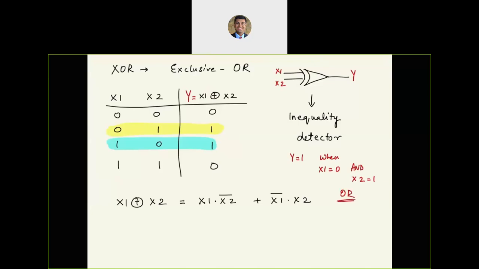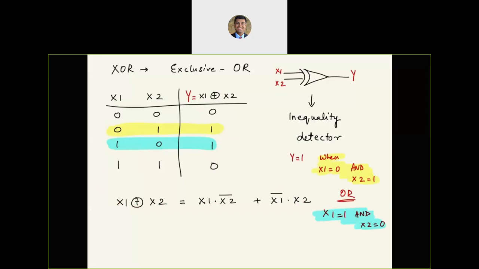or x1 is 1 and x2 is 0. Let me highlight these to suggest which row they correspond to. The first one corresponds to yellow and the next one corresponds to the blue statement. I can capture these two statements in a logic expression: X1 exclusive OR X2 is X1 and X2 complement, or X1 complement and X2.